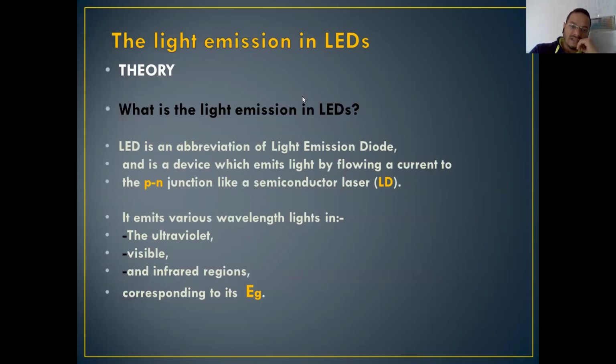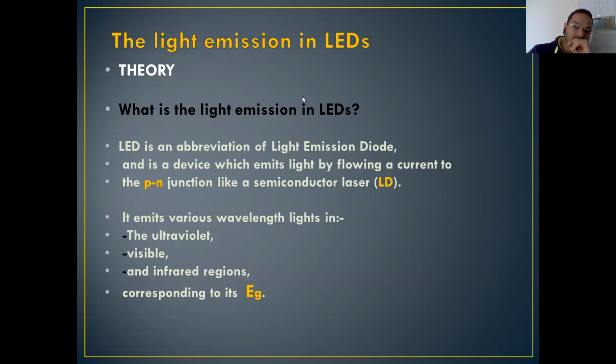What is light emission? Let's look at the light emitting diode, a device which emits light by flowing current. That means it shares the same feature with the normal diode. Without applying current, we will not see anything.